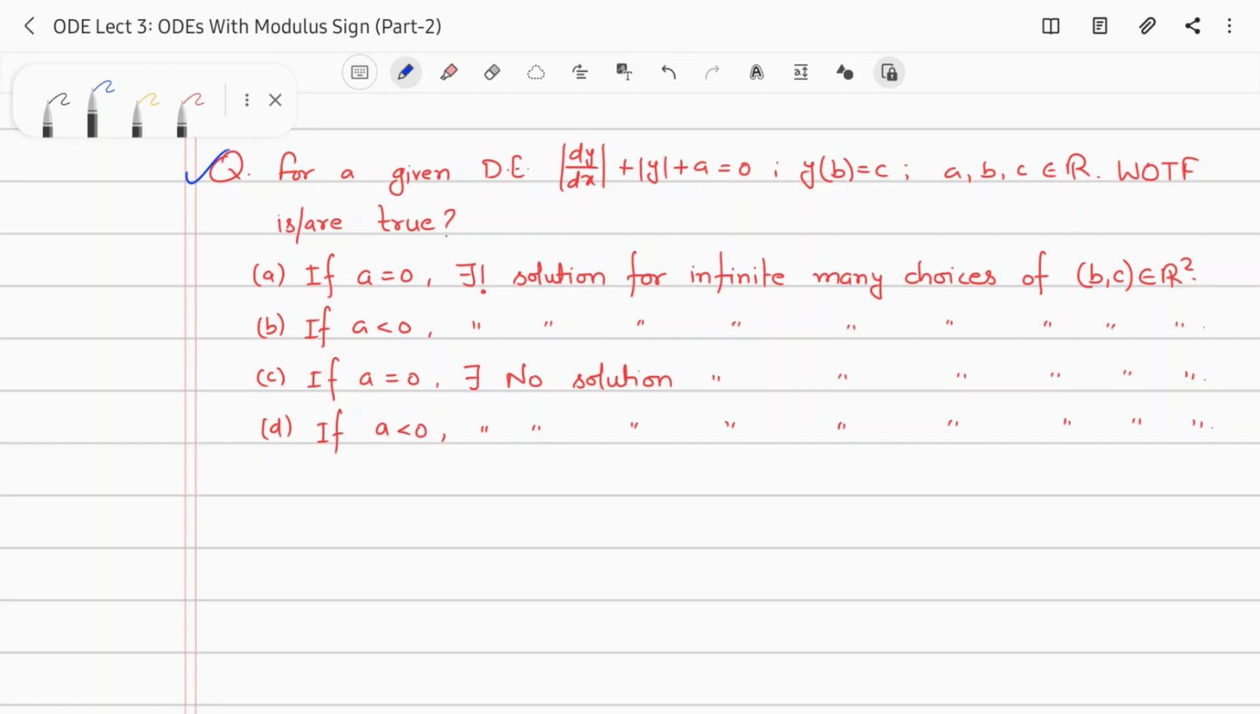This question is very important because a similar kind of question has been asked in the IIT Bombay and IIT Roorkee PhD entrance tests. So let us do it. What is given in the question is that for a given differential equation, mod dy by dx plus mod y plus a equal to 0, with initial condition y(b) equal to c, where a, b, c belong to real numbers. Then which of the following is/are true? That means it is a multiple select question, right?